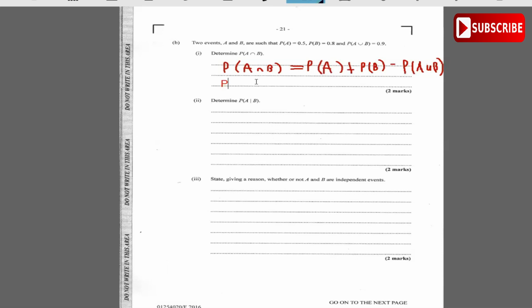So we're going to get the probability of A intersect B. That's going to be equal to the probability of A, 0.5, plus the probability of B, 0.8, minus their union of 0.9. So we have 0.5 plus 0.8 minus 0.9, which is 0.4. So that's the probability of A intersect B, 0.4. Now they want the probability of A given B.